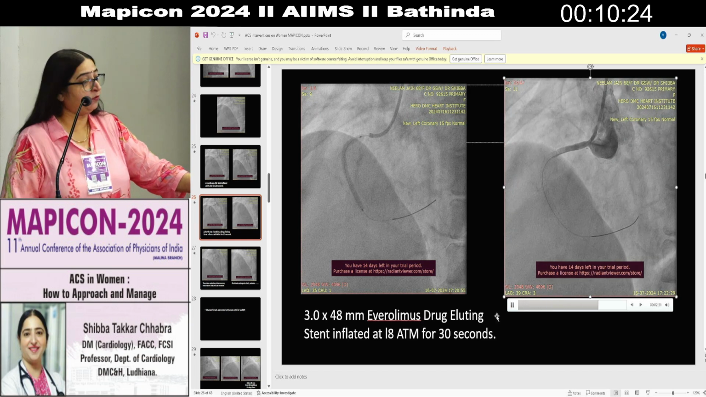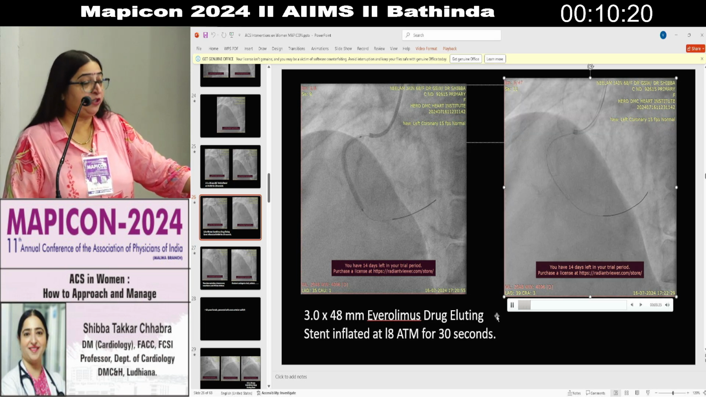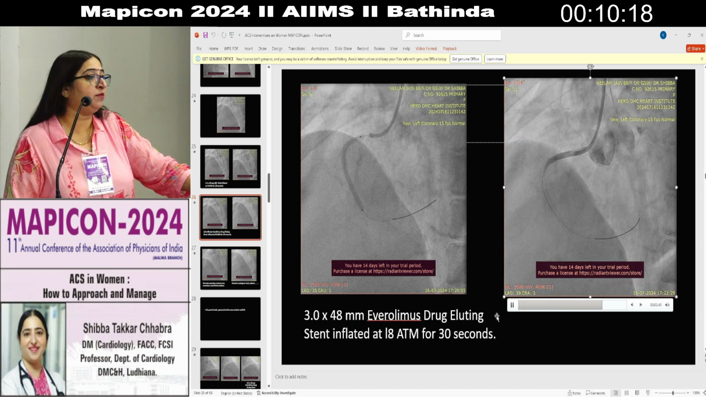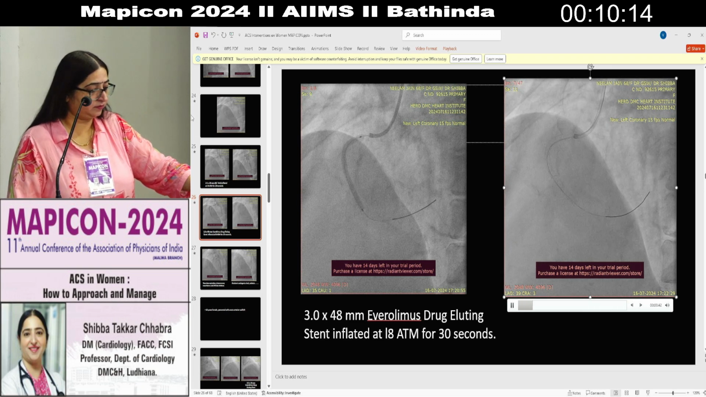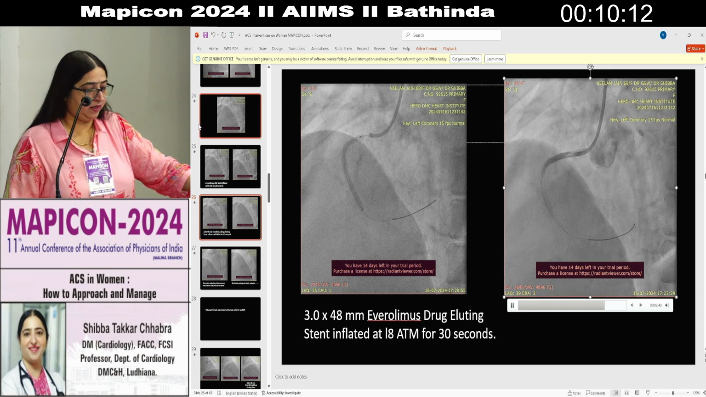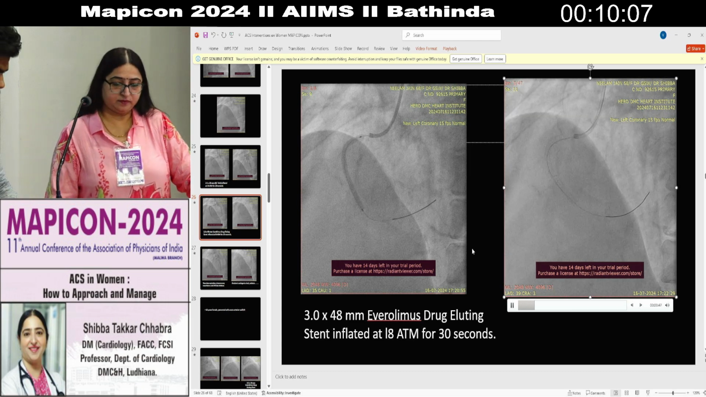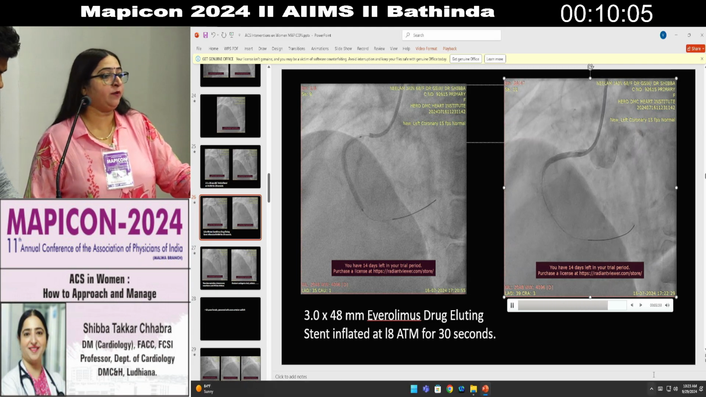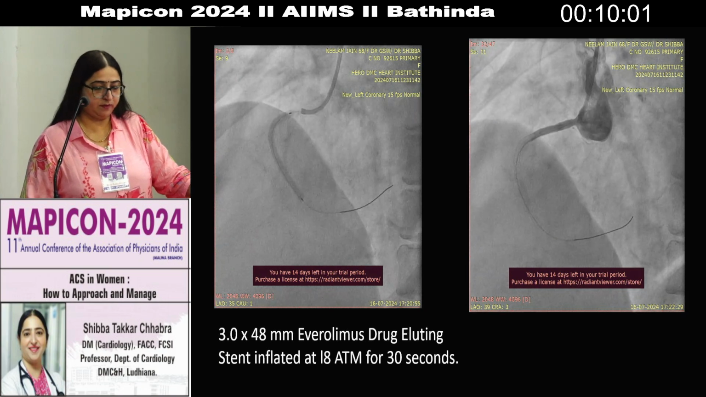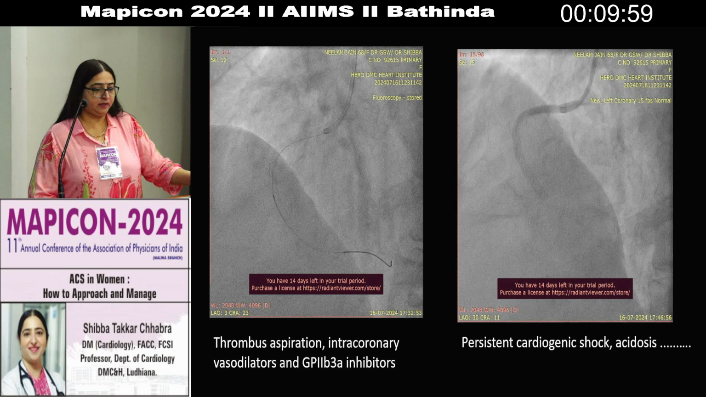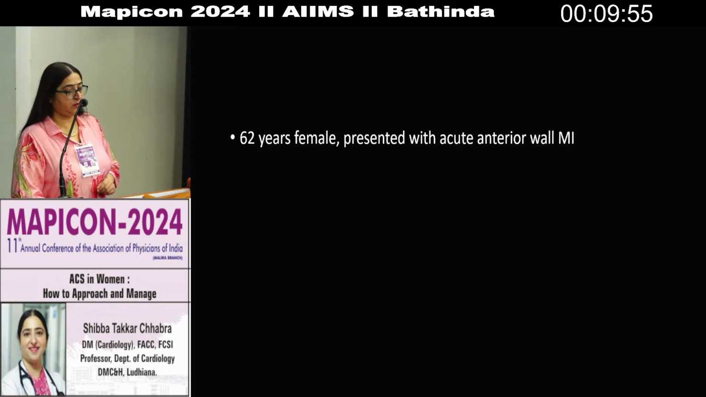We can see that there was a lot of thrombus and thrombus suction had to be done. The patient collapsed, the hemodynamics were not improving, and it took us a lot of time. Ultimately, with great efforts, we could restore flow. However, the patient had to be placed on an intra-aortic balloon pump. And this was the final TIMI-2B flow only which we could get in her vessel.